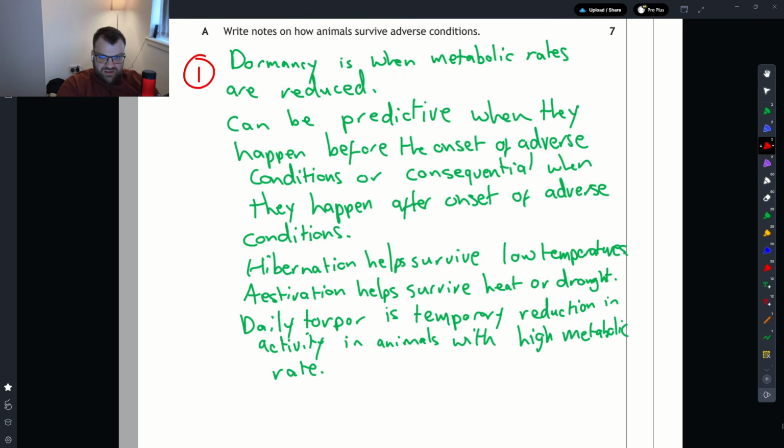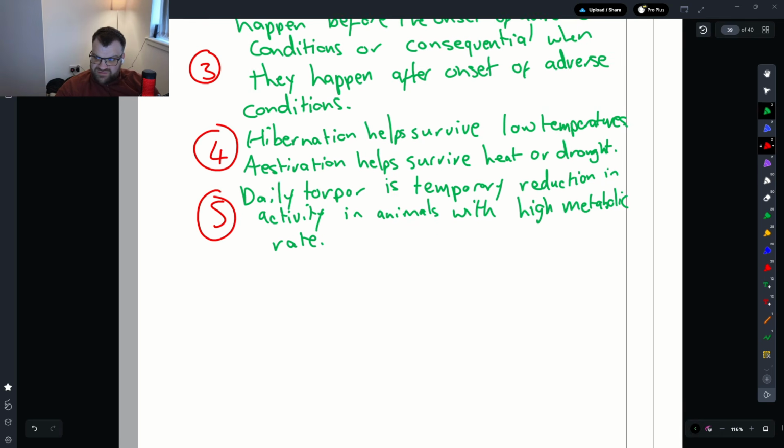Predictive before. That'd be the second one. And then that would be a third of the separate ones. So the 4th one for the bit about hibernation and things like that. Daily torpor, 1. Okay, so I've missed out on a couple bits.